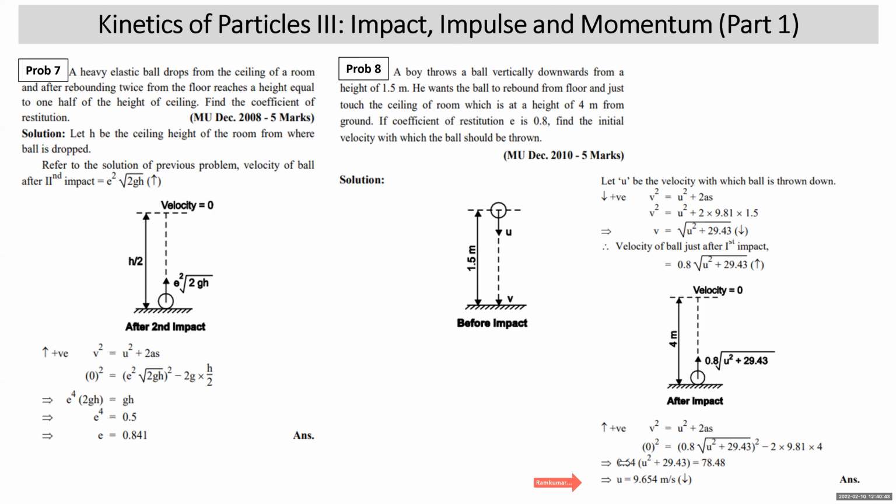Again, we apply v square is equal to u square plus 2as, v is 0, u is the velocity of the ball after impact, acceleration due to gravity is minus, and s is 4 meter. So we solve it. So this is the velocity needed if you throw the ball from the height of 1.5 meters, so that after impact it just touches the ceiling of height 4 meters.